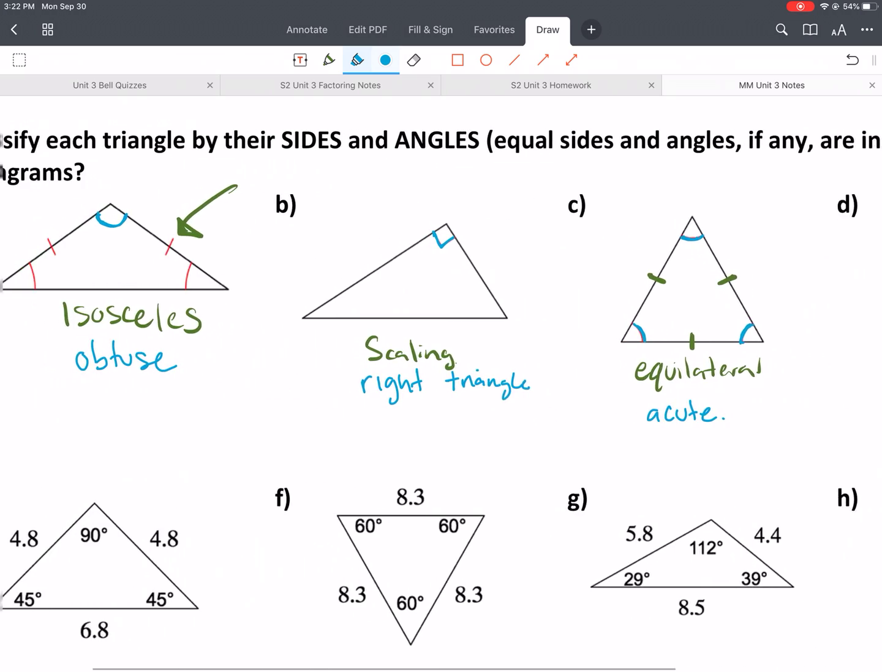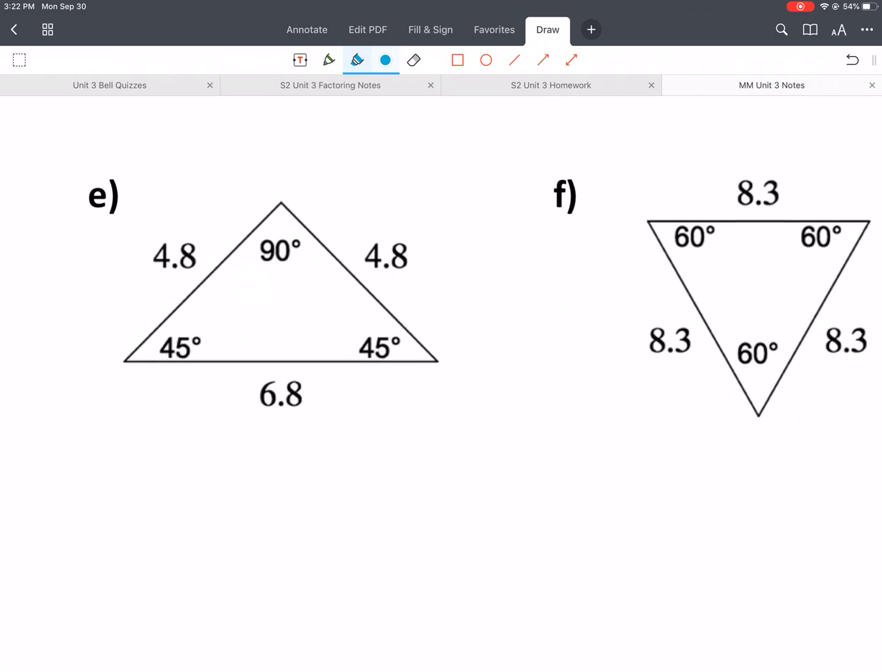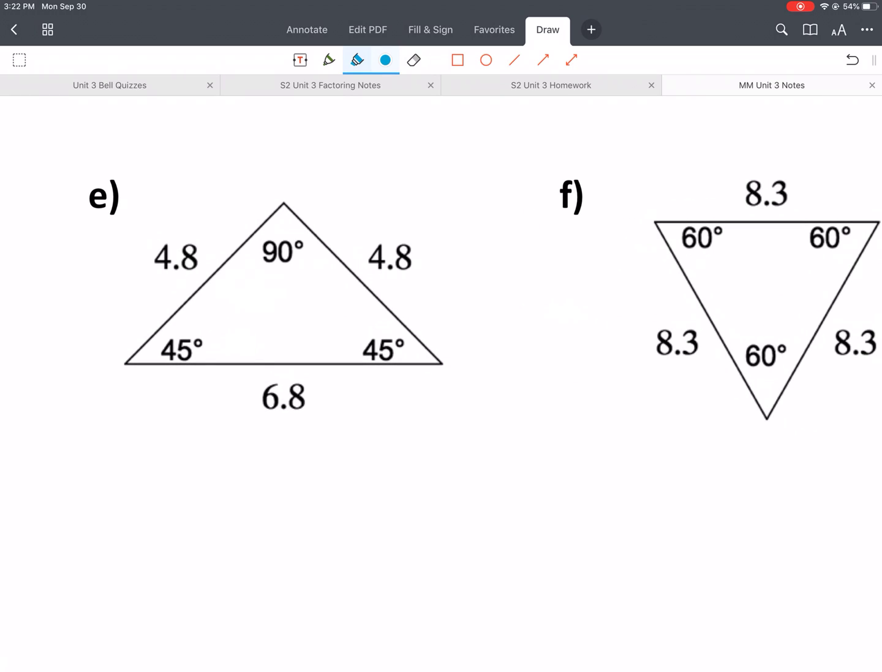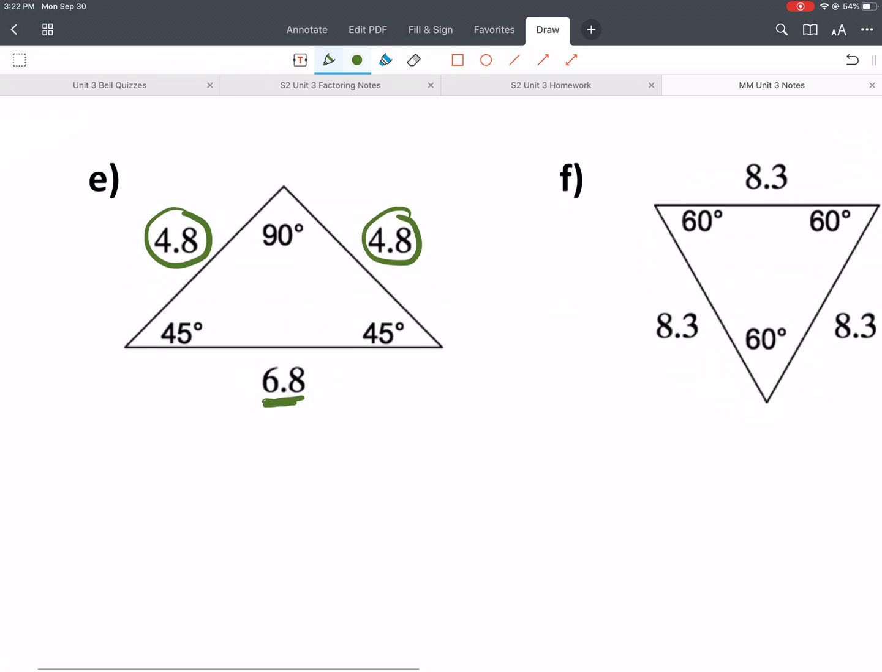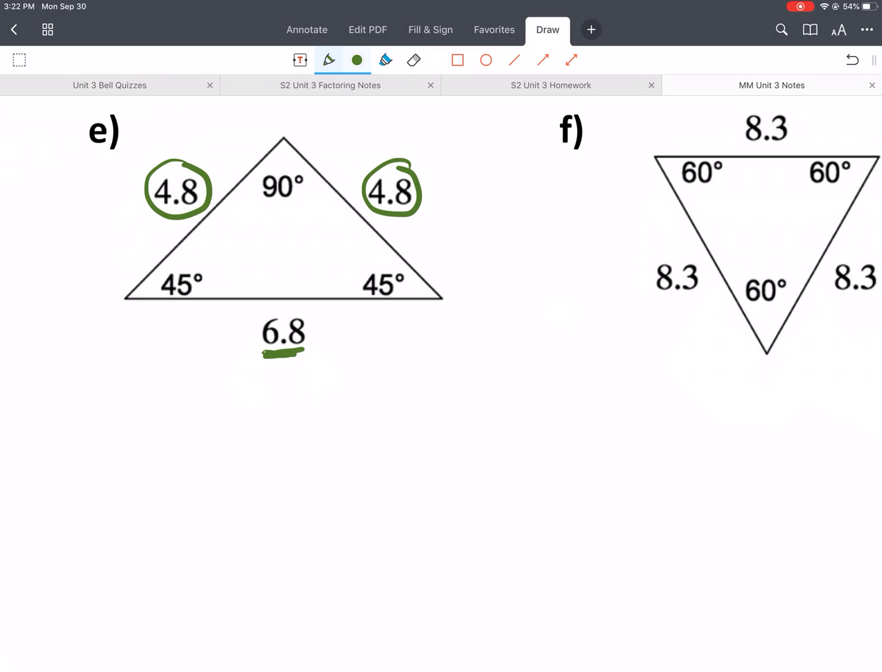Let's look at E through H. These are all a little different because they actually give us values. So here we need to look at the values and see if any of the side lengths are the same. We notice that we have 4.8 and 4.8, but the other side is not 4.8. So we have two sides that are congruent, and we would know that it would be an isosceles.